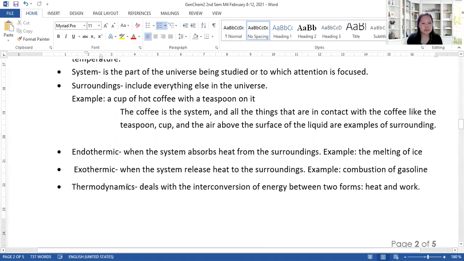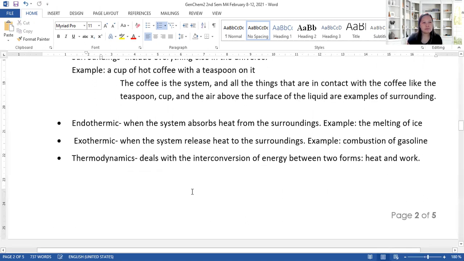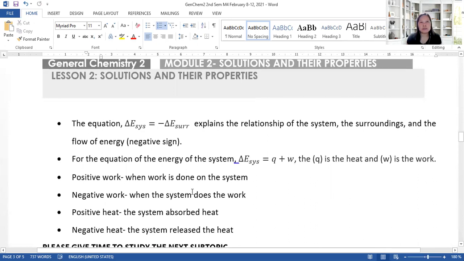All right, and then exothermic is from the word exo. It means that the heat will be released. So when the system releases heat to the surroundings. The example is combustion of gasoline, or all the examples that belong to combustion. So the heat will be released by the system. That is the definition of exothermic. So you need to understand the definitions or the differences of these two words. Okay, so let's begin. Just remember that for you to understand every equation in this topic, you need to really give time to familiarize them.